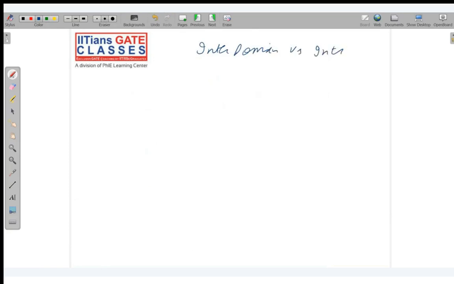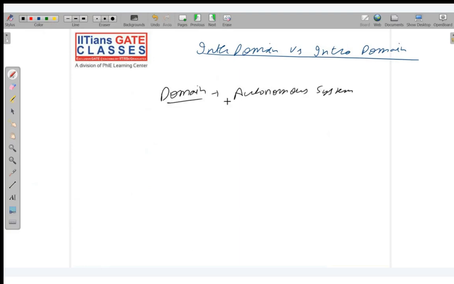Inter-domain versus intra-domain. Okay, so domain here means autonomous system. What is an autonomous system? An autonomous system is a network owned by an individual, a network owned by some company, you can say like this.